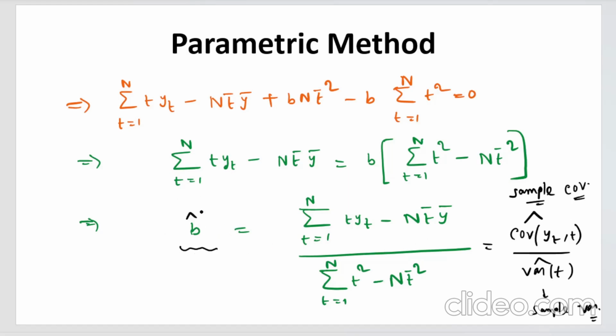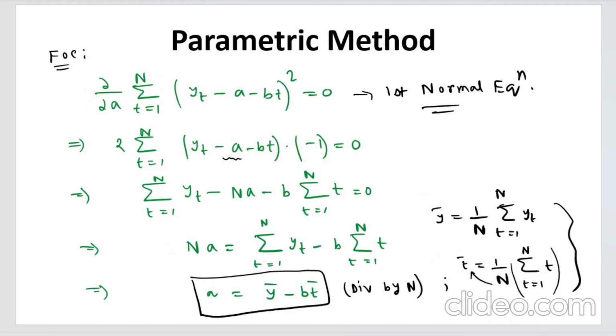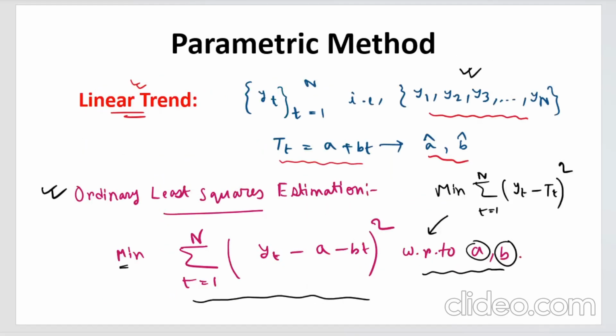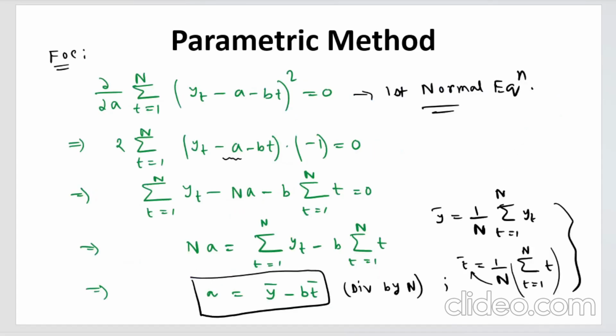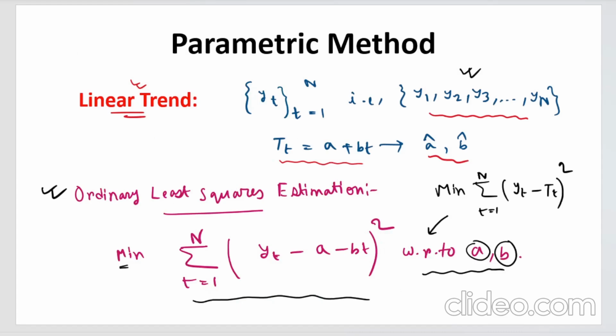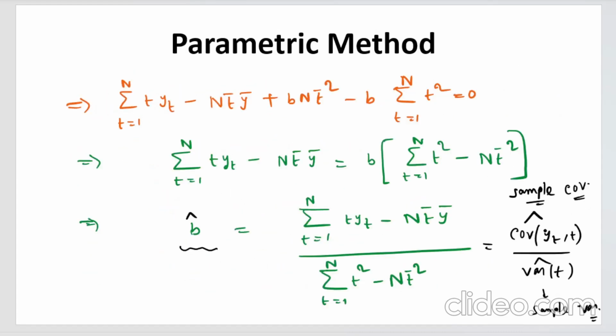So how will you find out beta cap? Simply find out the covariance between yt and t, simply find out the variance of t, and then just divide them, and this will give you your estimated value of beta. And what is the sample here? Sample implies this thing. You have this data set available to you, and this is the sample on which we are working, right? We are deriving everything based on this sample, and that is the reason why this cap is necessary here. And once you estimate this, you will get the necessary value of beta cap.